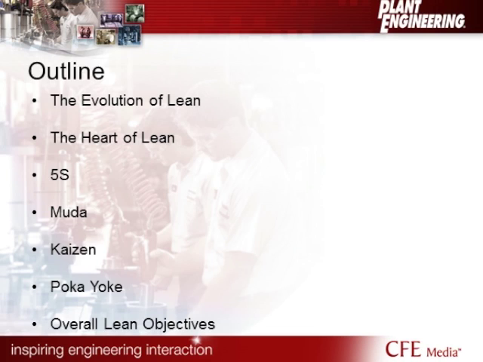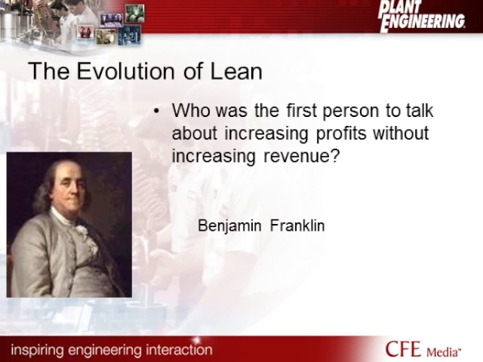We're going to take a look at 5S. We're going to take a look at MUDA. We're going to take a look at the Kaizen approach, Poka-yoke, and then I'm going to finish up with overall Lean objectives and how you might take them into implementation within your facility. On the next slide, we'll start with the evolution of Lean.